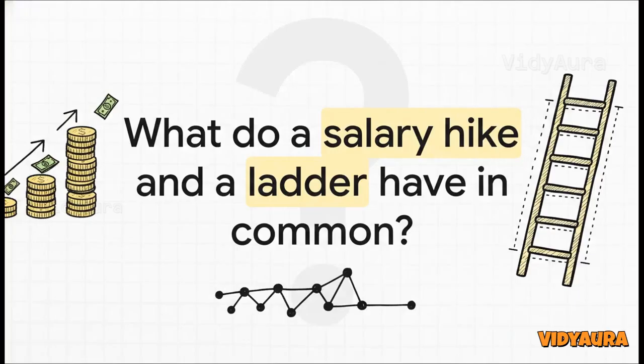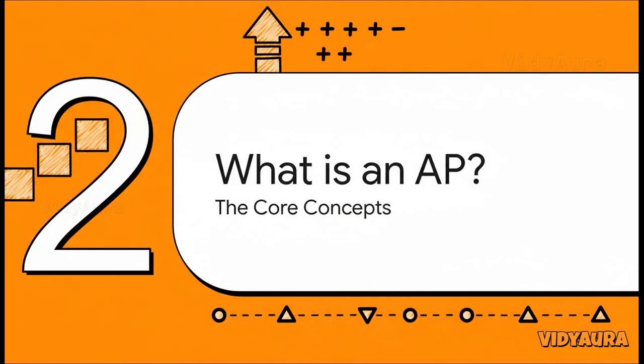For instance, think about this. Let's say someone gets a starting salary of 8,000 rupees, with a guaranteed raise of 500 rupees every single year. Or take a look at a ladder where the rungs get shorter by exactly 2 centimeters each time you go up. What do they have in common? Well, they both follow a very fixed, very predictable pattern. And that predictable pattern, that's the whole idea behind an arithmetic progression.